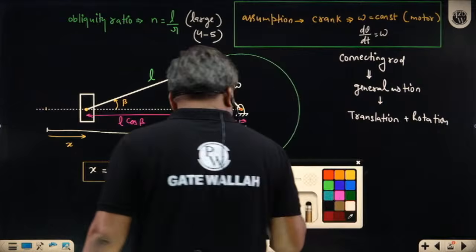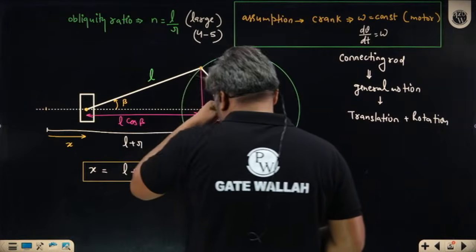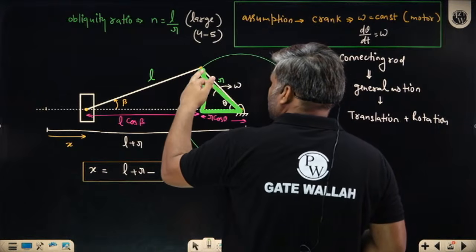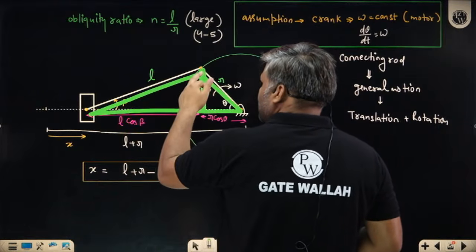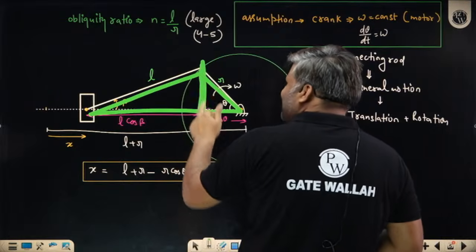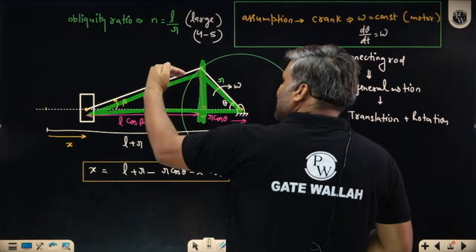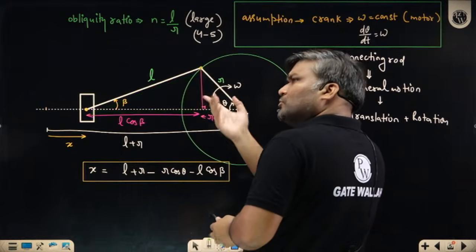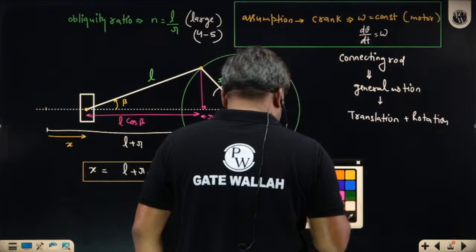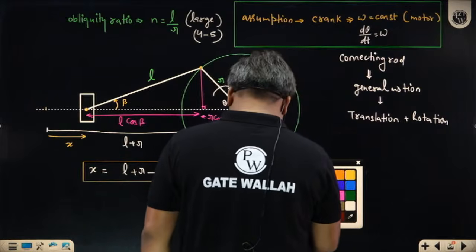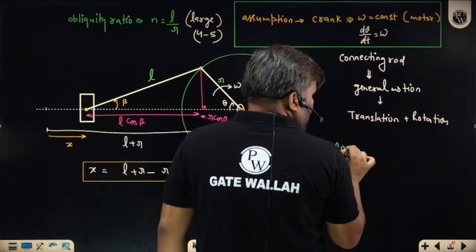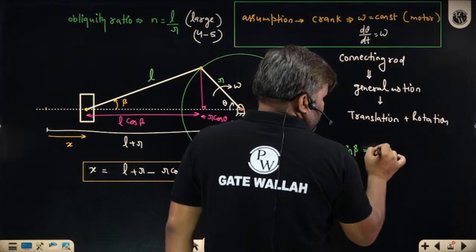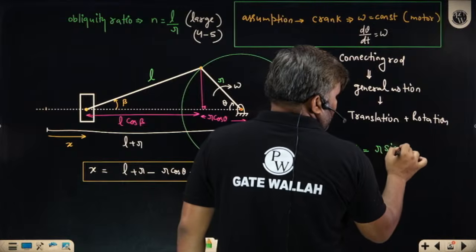How can I write this? You can write it from this triangle. Look at this triangle and look at this triangle. Both these triangles have this perpendicular as a common side. So can I write L sine beta, this one, and R sine theta, this one? Both are the same. Can I write, sir, L sine beta is the same as R sine theta?